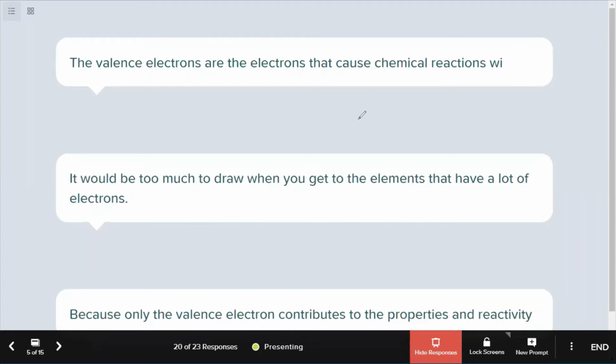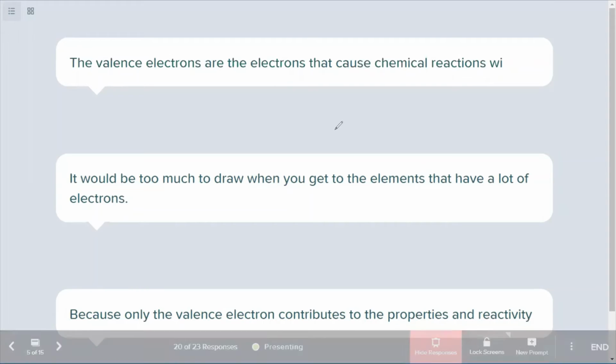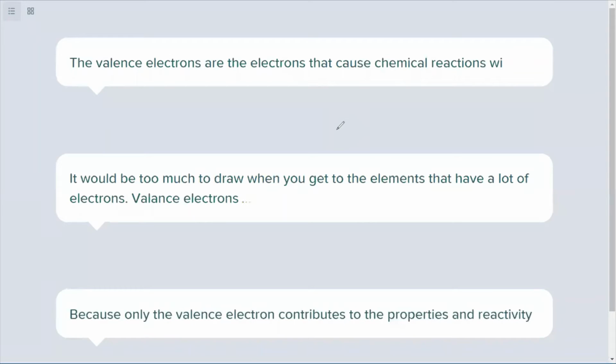As far as chemical activity, atoms interacting with nearby atoms of other elements or the same element, you have to have an electron that's free enough to interact with somebody else, right? So that's why it would be too much to draw. That's another one too, right? Some elements, the biggest element has 118 electrons. Who has time to draw 118 dots?